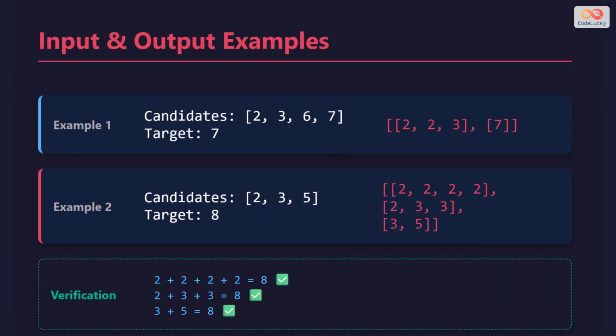Let's look at a concrete example. Suppose our candidates are 2, 3, 6, and 7, and our target is 7. We can pick 2, then 2 again, and then 3, which sums to 7. That is one valid combination. Another one is simply picking 7 itself. Notice that for the second example with target 8, we can pick four 2s or two 3s and a 2. We just need to find every valid set.